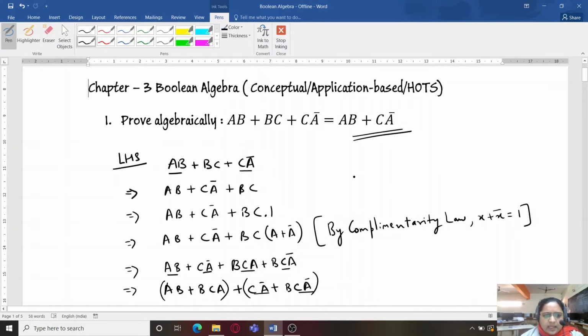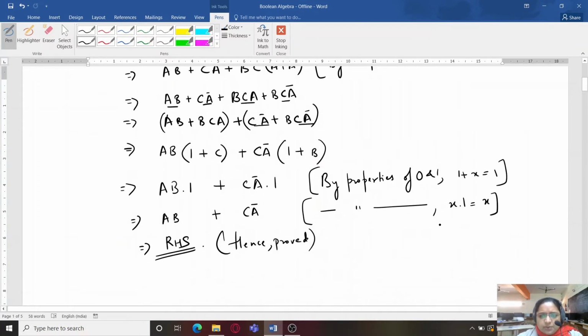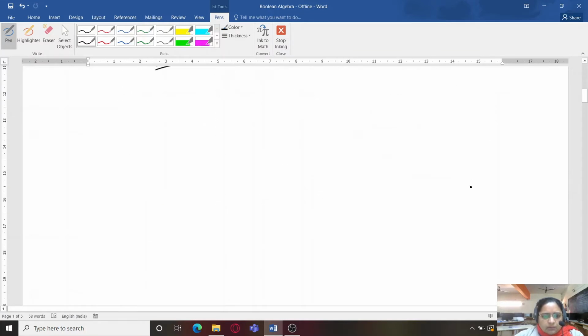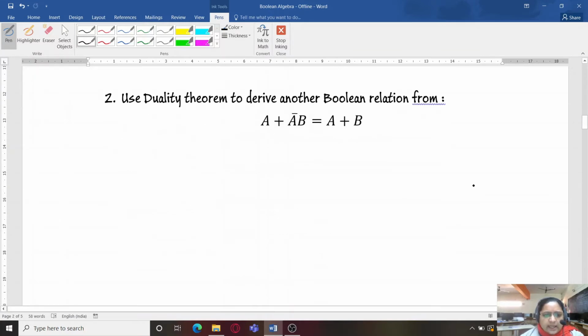So this is how you have to do the algebraic proof of any expression. We started with the LHS, and also make sure that you specify all the laws which you are using. All the laws which are being used also have to be specified, not just the name but also the law itself beside it. Now let's come to the second question.